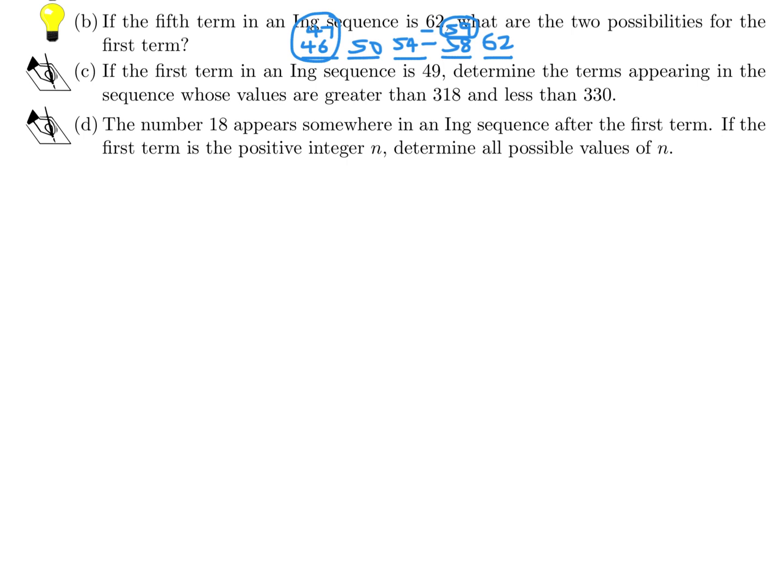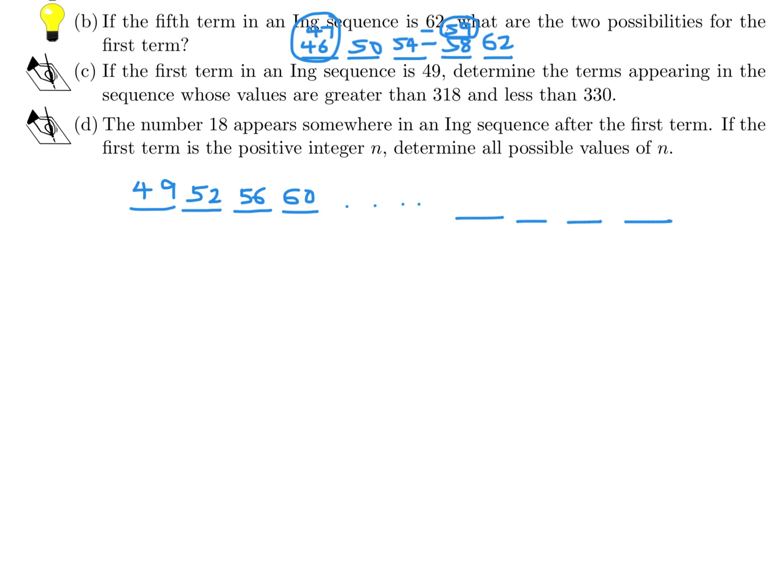If the first term in an ing sequence is 49, determine the terms appearing in the sequence whose values are greater than 318 and less than 330. Okay, so we're going to go down the ladder here. So the first term is 49, and then that's odd, so you add 3, 52. And then that's even, so you add 4, so 56. And that's even, so you add 4, 60. And then you just keep on going.